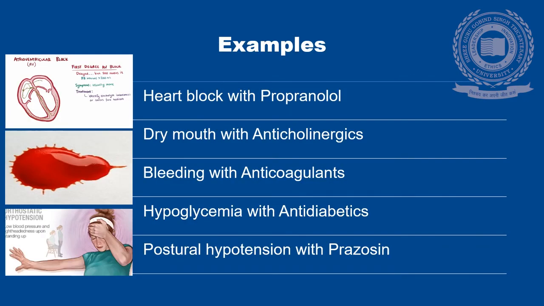A few of the common examples of type A ADRs are heart block with propranolol, which is a non-specific beta blocker, dry mouth with anticholinergic drugs, bleeding with anticoagulants, hypoglycemia with anti-diabetic drugs, and postural hypotension with prazosin, which is an antihypertensive.